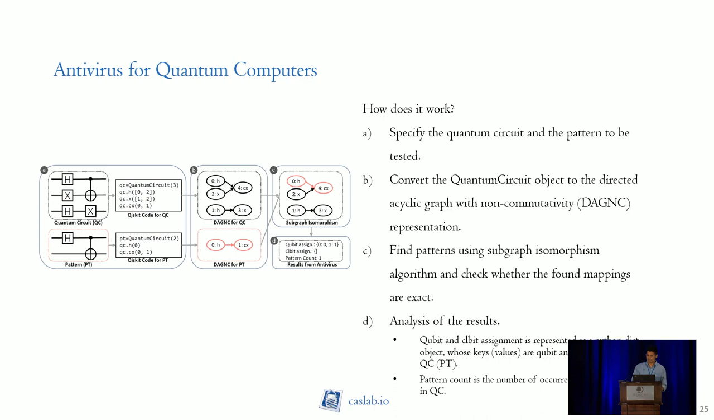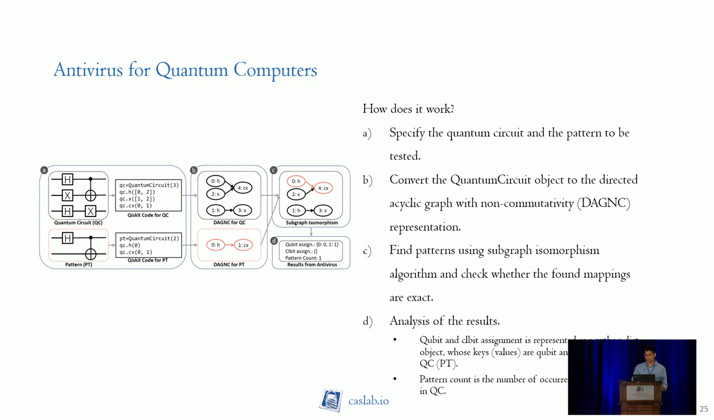At the end, the results show where the pattern was observed on which qubit, as well as the number of times a certain pattern has appeared on a certain qubit. And based on that, a user can decide whether the detected pattern is a virus or not.